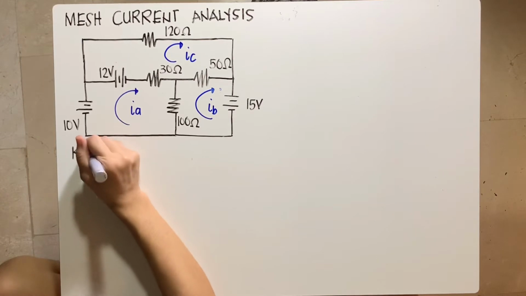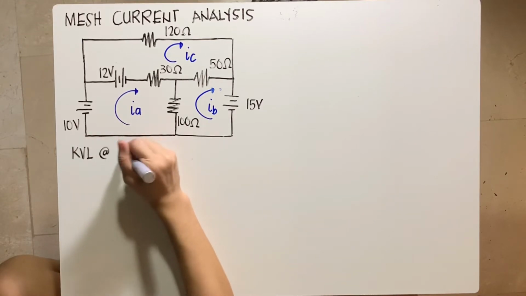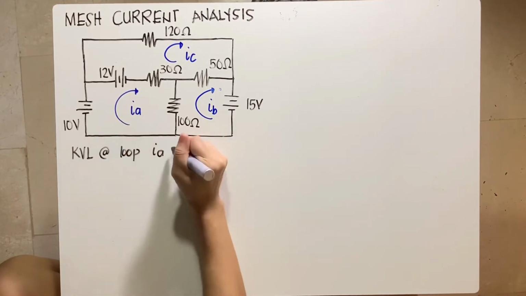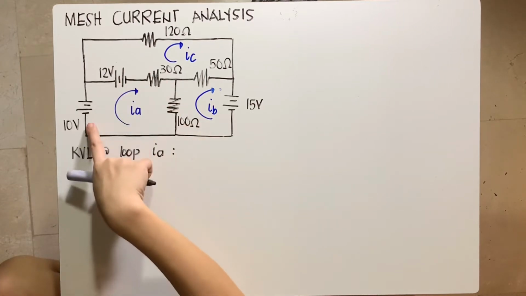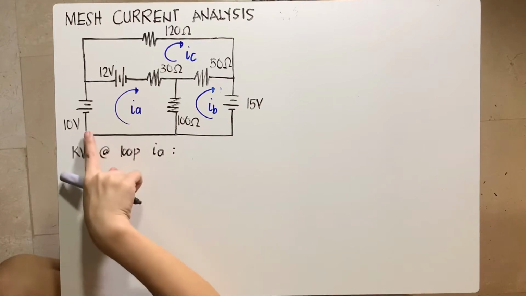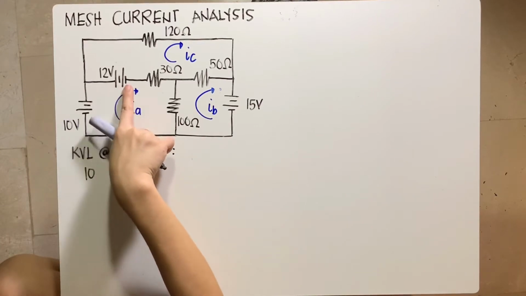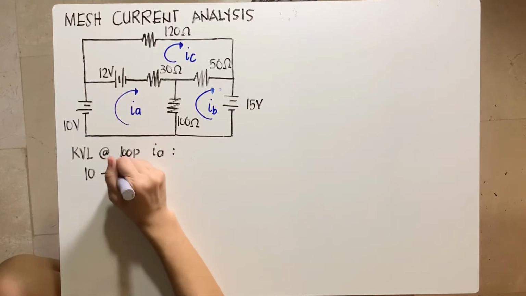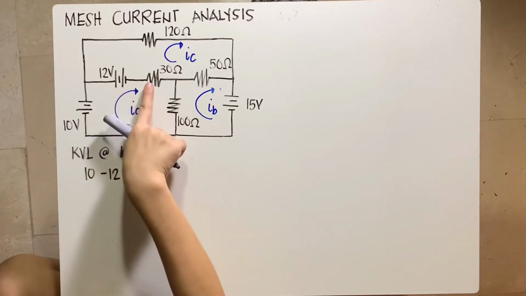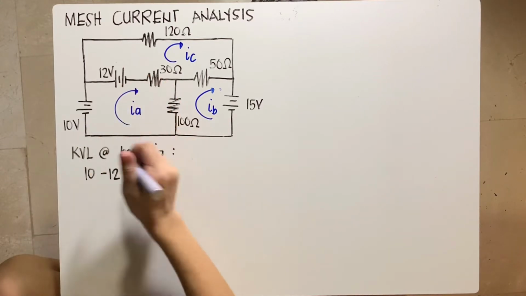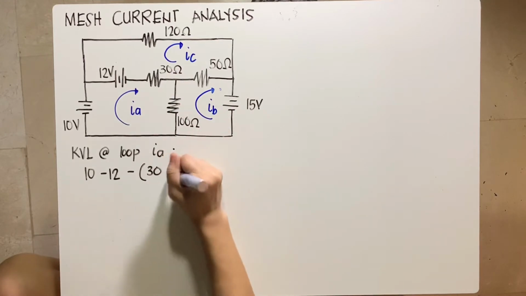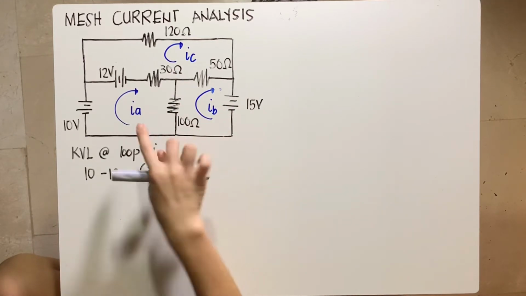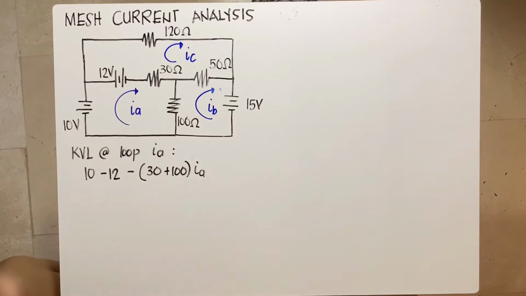KVL at loop IA. We have negative, positive. We'll just trace this. We exit at positive 10 volts. Then, entering positive and leaving negative, negative 12 volts is next. And then you have the resistors, so that's minus the sum of the resistances: 30 plus 100 multiplied by the mesh current inside, which is IA.